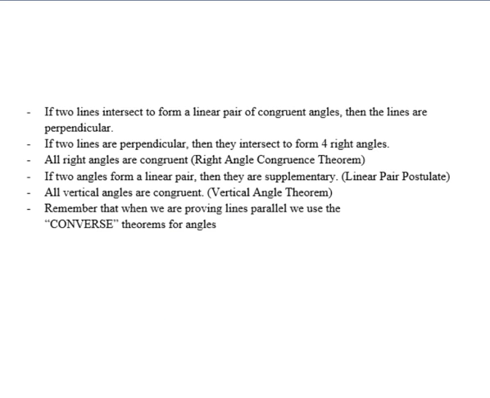So here are some more things that we can talk about in proofs. If two lines intersect to form a linear pair of congruent angles, then the lines are perpendicular. If I say this is a linear pair, and these two angles are congruent, the only way that happens is if it's 90 and 90. If two lines are perpendicular, then they intersect to form four right angles. So if I tell you these two lines are perpendicular, you can assume that all four of those angles are 90 degrees. All right angles are congruent to each other, sometimes referred to as the right angle congruence theorem.